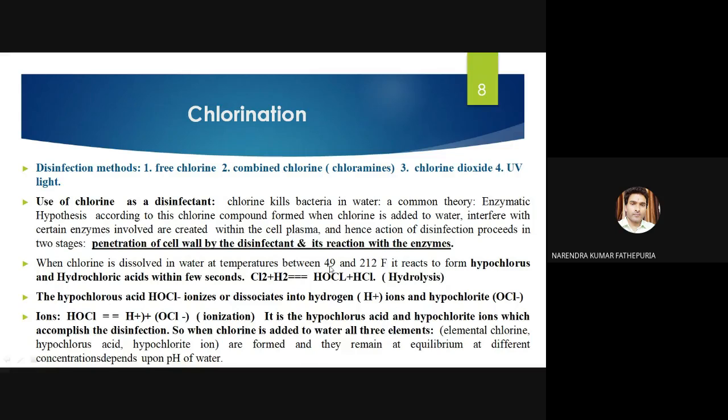When chlorine is dissolved in water at a temperature between 49 and 212 Fahrenheit, it reacts to form hypochlorous acid and hydrochloric acid. I will show you the chemical reactions. Hypochlorous acid forms, and hydrochloric acid forms within a few seconds. So Cl2 will react with H2O molecules in water, and then HOCl and HCl will form. Both are acids. This process is called hydrolysis.